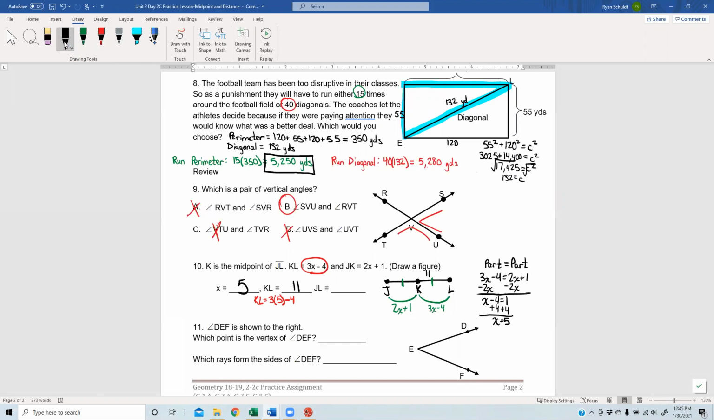Then it asks for JL. JL is the whole thing. KL is 11, which means JK better be 11. 11 plus 11 is 22. So the whole thing is 22.